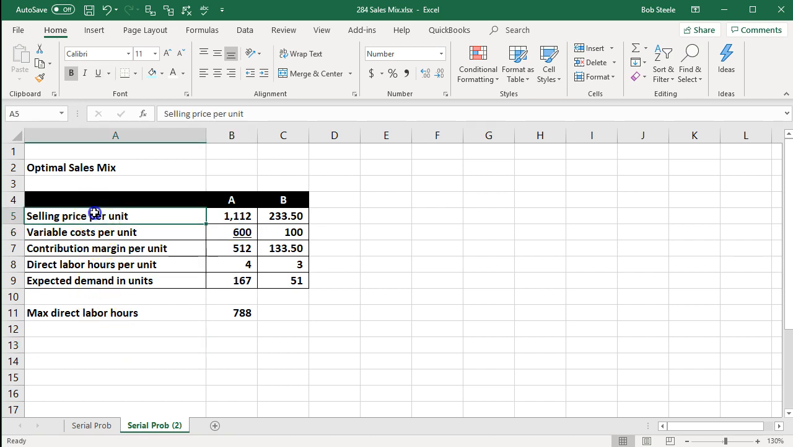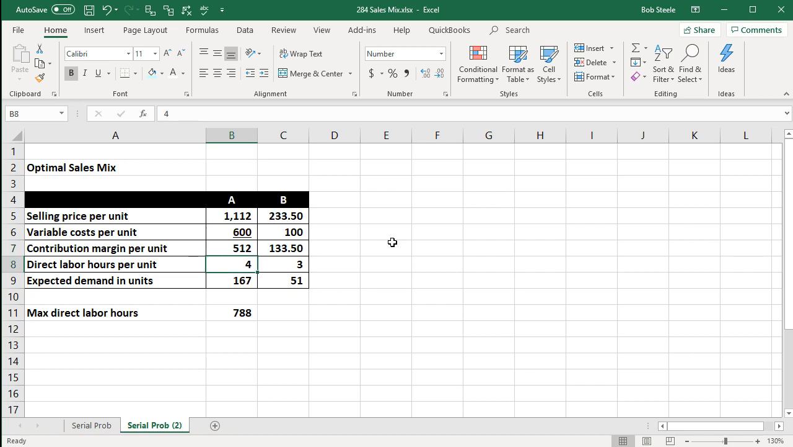So we're going to have the optimal sales mix. We've got our information for A and B being our products. We're going to have the selling price per unit, the variable cost per unit, the contribution margin per unit being the difference between those two. Notice the selling price is pretty high this time, right? So the variable costs here, and so the contribution margin is fairly high in these types of units that we're selling, higher price items. We have the direct labor hours per unit.